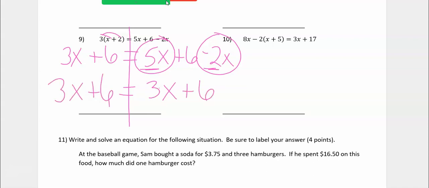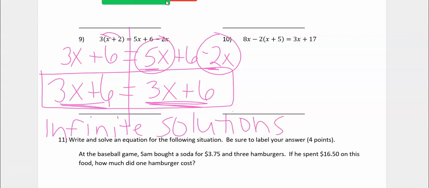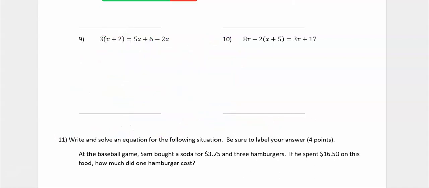All right, we kind of saw these on the front page. I'm going to stop right here. I noticed that it's the exact same thing on either side. When that happens, this is infinite solutions. Both sides say 3x plus 6 and 3x plus 6. There are unlimited answers to that.